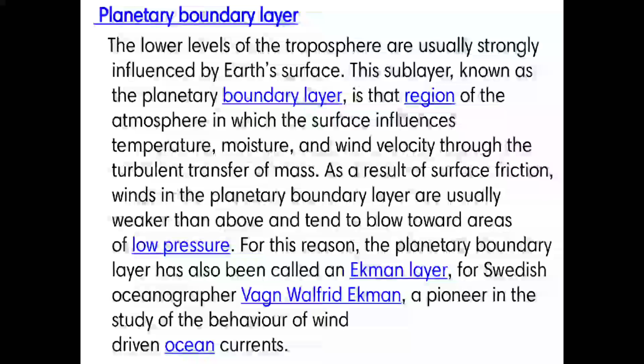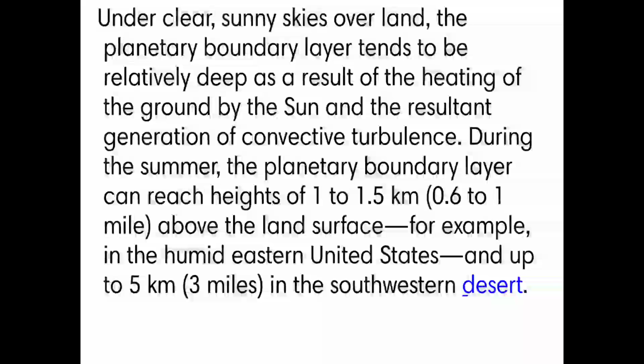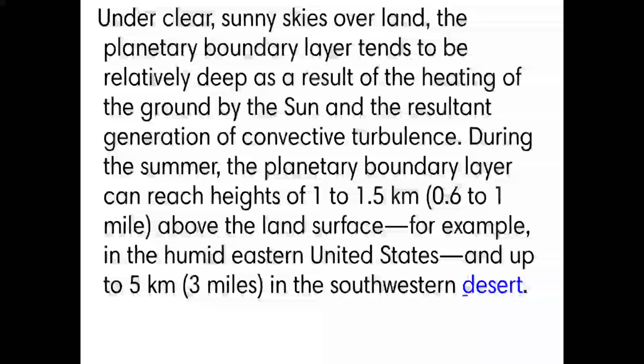For this reason, the planetary boundary layer has also been called the Ekman layer, for Swedish oceanographer Vagn Walfrid Ekman, a pioneer in the study of the behavior of wind-driven ocean currents. Under clear, sunny skies over land, the planetary boundary layer tends to be relatively deep as a result of the heating of the ground by the sun and the resultant generation of convective turbulence.